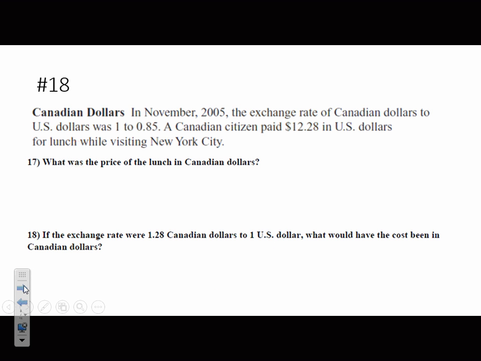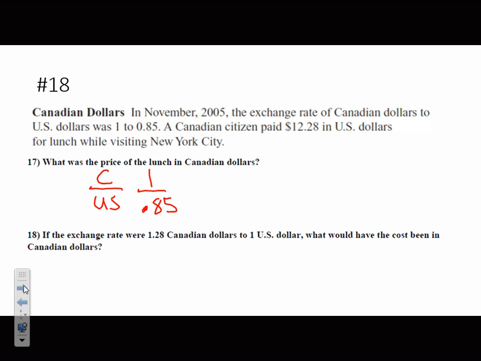It says, in November 2005, the exchange rate from Canadian dollars to US dollars is 1 to 0.85. So right away, I'm going to write down the exchange rate from Canadian dollars. I'm just going to put C, and I'm going to put US for US dollars. So the exchange rate is, for every 1 Canadian dollar, it is 0.85 US dollars. Now, the Canadian citizen paid $12.28 in US dollars, for a lunch while visiting in New York. What was the price of lunch in Canadian dollars?